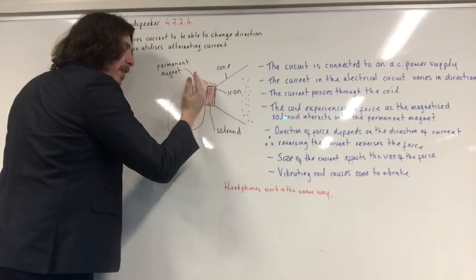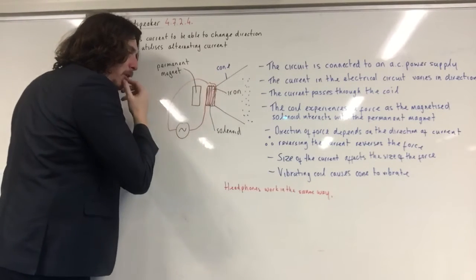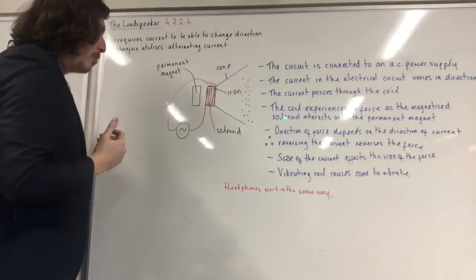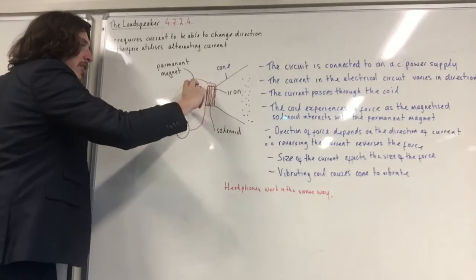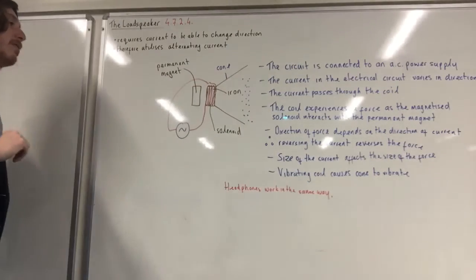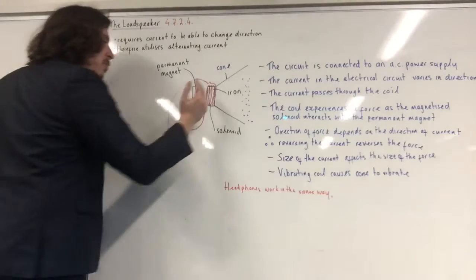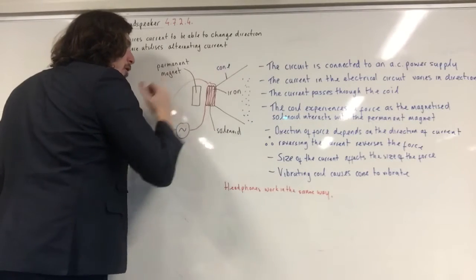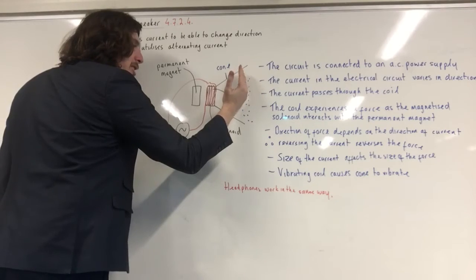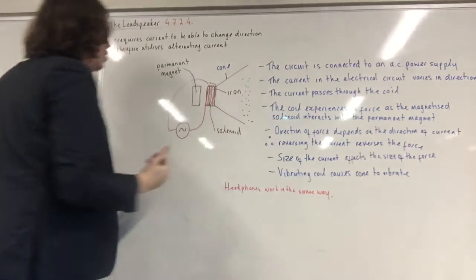the size of the current affects the size of the vibration. The direction of the current changes the direction of the vibrations. This solenoid interacts with a permanent magnet that's built behind the loudspeaker in the first place. Due to the movement of this, the vibrations cause the cone to vibrate, and that causes pressure changes in the particles, which causes sound to operate as a longitudinal wave.